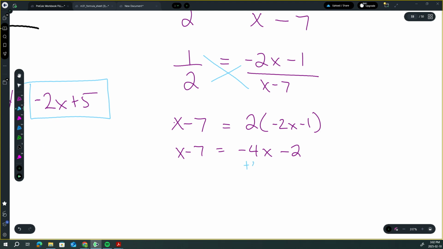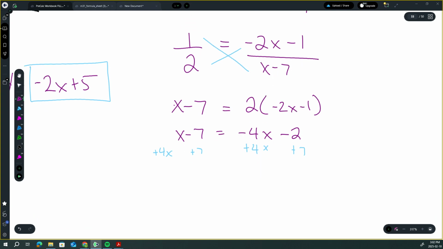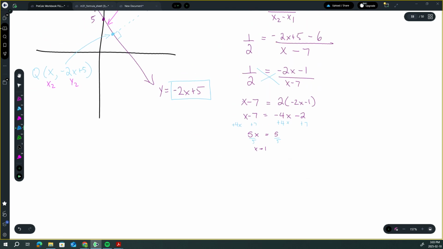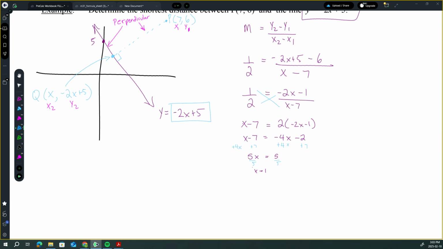Now isolate for x. Plus 4x. Should move that over a little bit. Plus 7, plus 7. So we'll have 5x is equal to 5. Divide both sides by 5. And we have x is equal to 1. Okay, so that's not a final answer, but we're getting there.